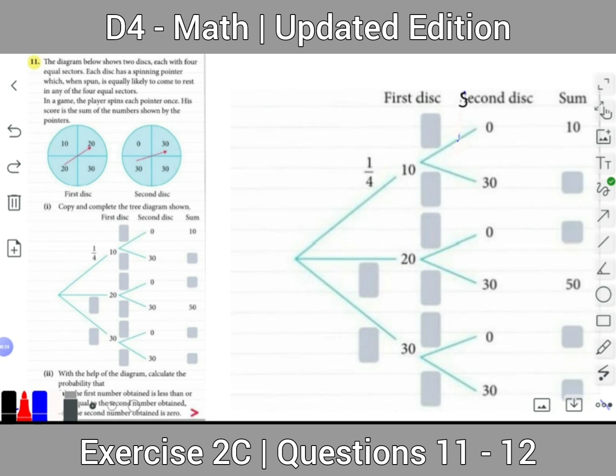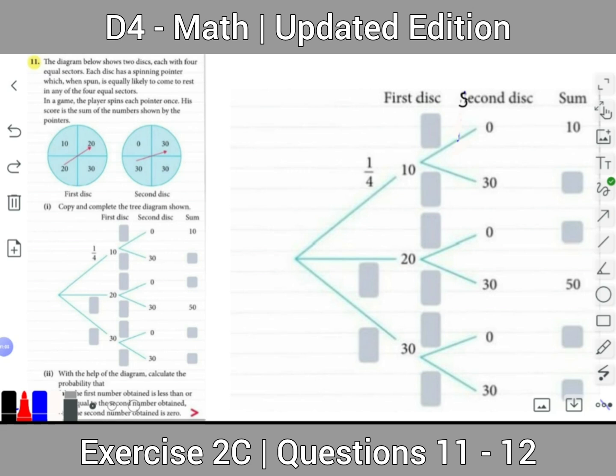So here we have the first disk having four sectors with the numbers 10, 20, 20, and 30, and on the second disk we have again four equal sectors with the numbers 0, 30, 30, and 30. So in part 1, copy and complete the tree diagram shown. So here on the first disk we have 10 one time, so the probability will be 1 over 4.